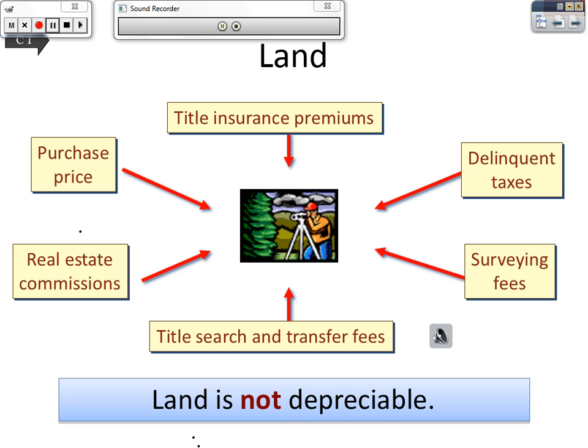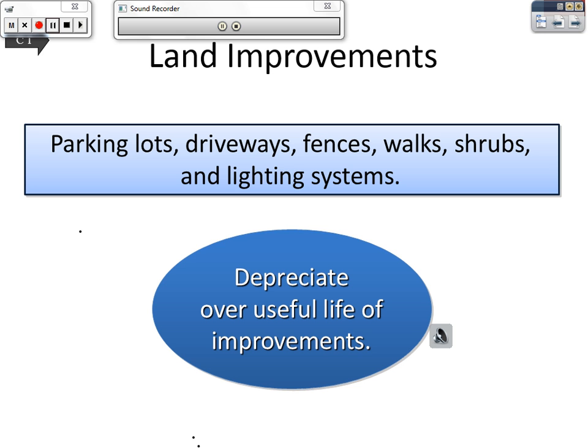Now, why do we say land is not depreciable? I won't say land doesn't lose value, because it does. But the reason why it's not depreciable is because yes, it can continue to be used over and over and over and over again. If there was a building on it, you could easily knock that building down and put something else there. Right? All right, land improvements.